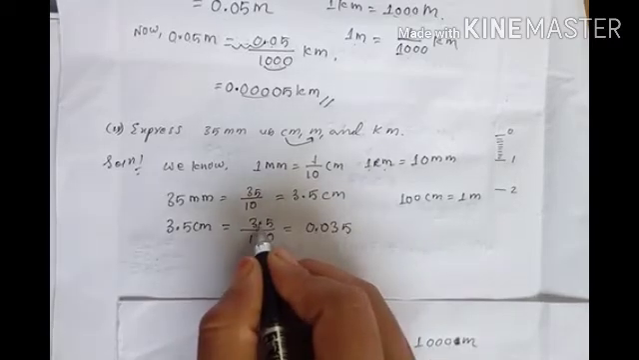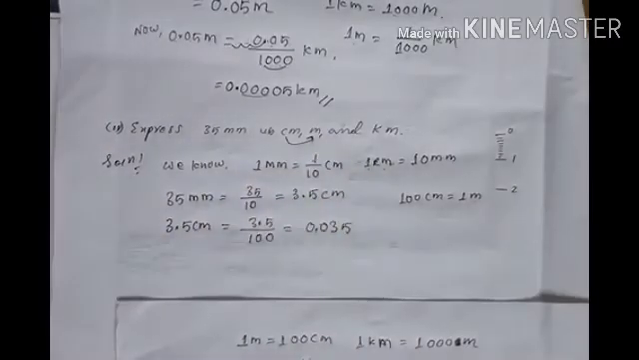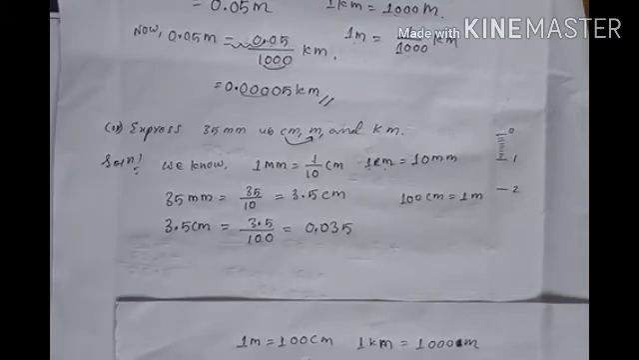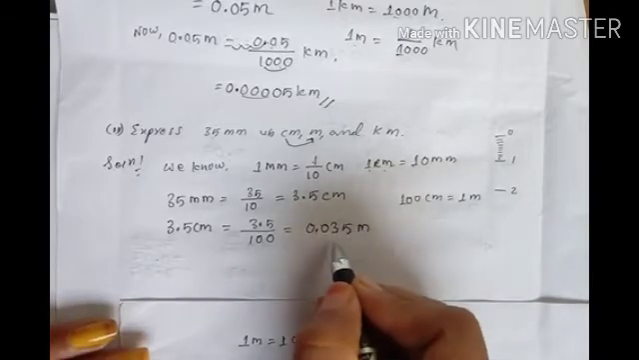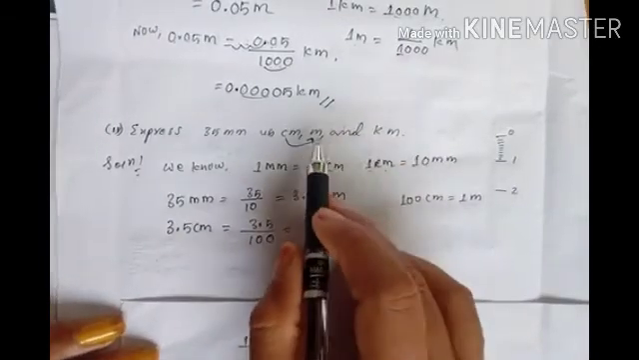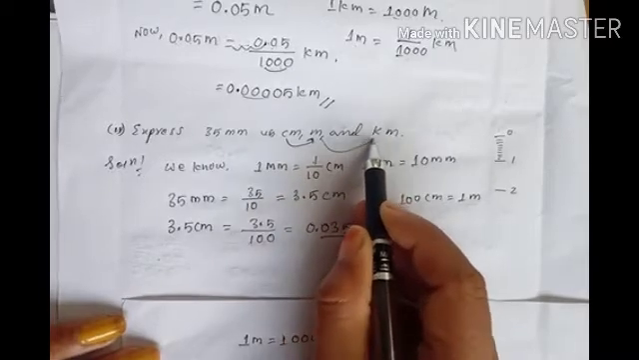So 0.035. Okay, this decimal will go toward left how many times? 2 times, because there are 2 zeros. So your answer will be this. Now this will become what? Meter. This we got in meter. Again it is written this meter, again you have to convert to what?